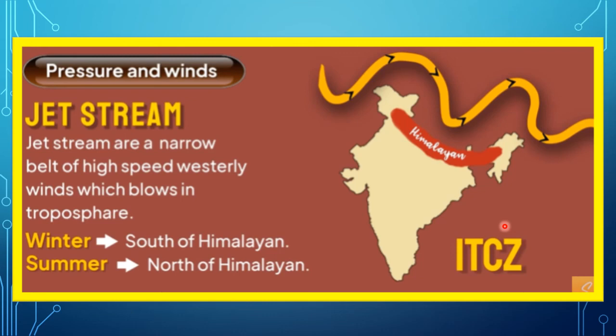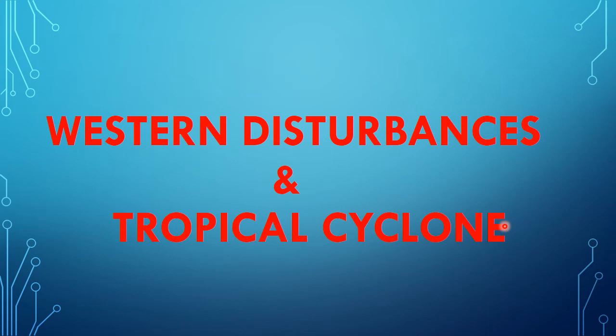And when the sun moves towards the Tropic of Cancer, this zone also moves towards the Tropic of Cancer. And when the sun moves to the Tropic of Capricorn, the ITCZ moves to the Tropic of Capricorn. Because of the ITCZ, there is a shift in the jet stream, a shift in the pressure belts, and also a shift in the winds. They all keep shifting due to the ITCZ. Let us now see how the western disturbances and the tropical cyclone affect the climate of India.